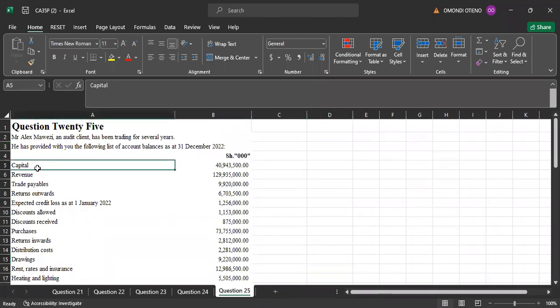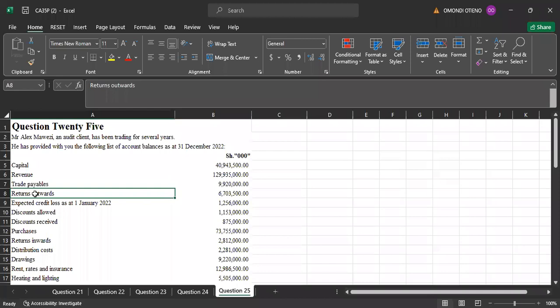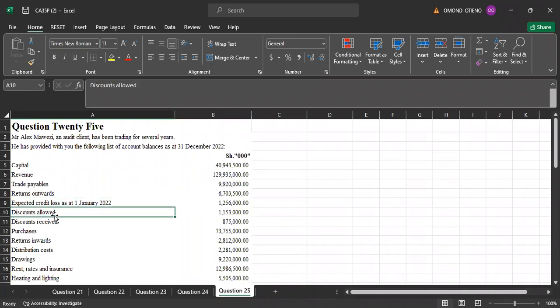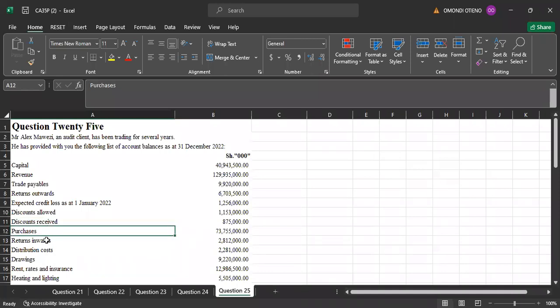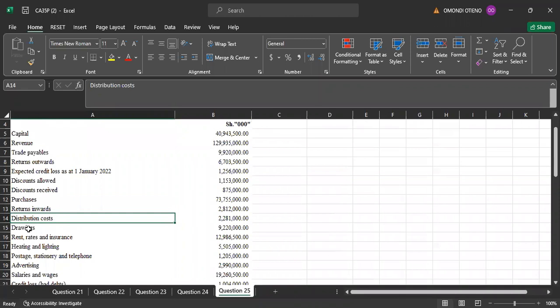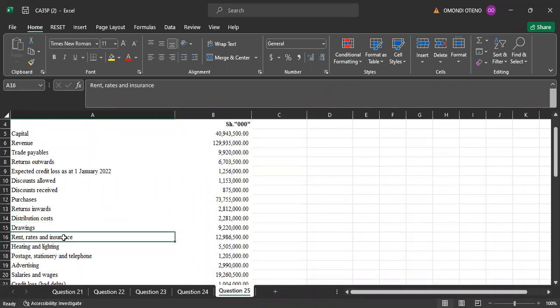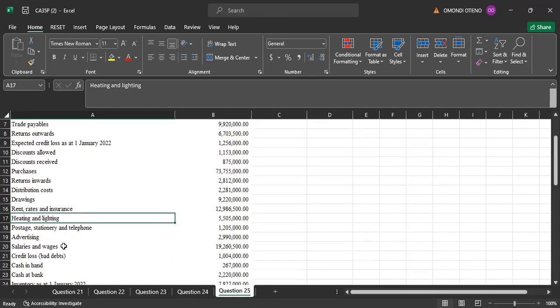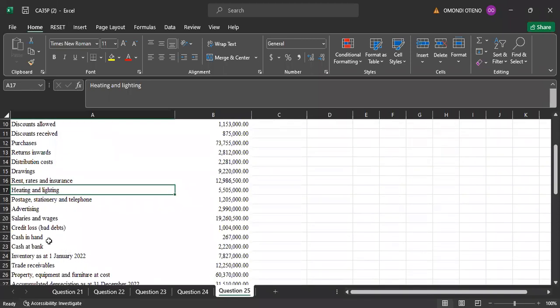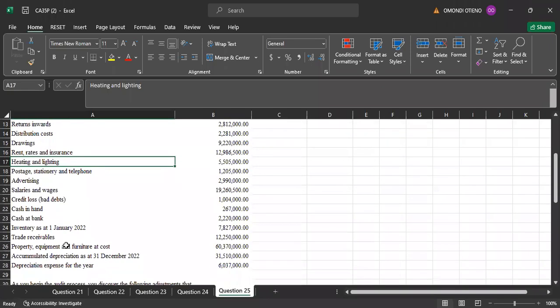So we have capital, revenue, trade payables, returns outwards, expected credit loss as at 1st of January 2022. That is the balance brought down. Then we have discount allowed, discount received, purchases, returns inwards, distribution costs, drawings, rent, rates and insurance, heating and lighting, postage, stationery and telephone, advertising, salaries and wages, credit loss, that is bad debts, cash in hand, cash at bank, inventory at the beginning of the period, trade receivables, PPE, that is property, plant and equipment.